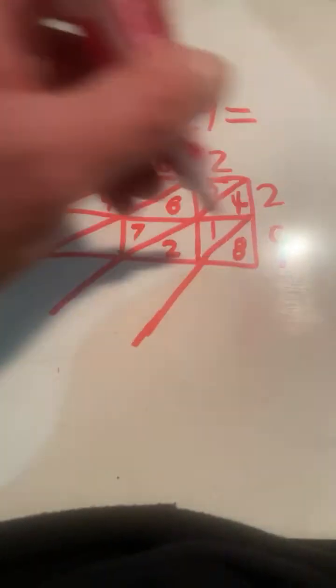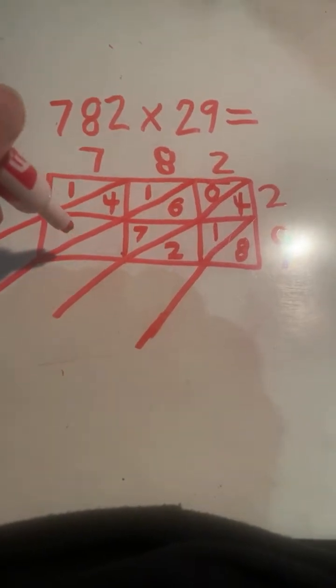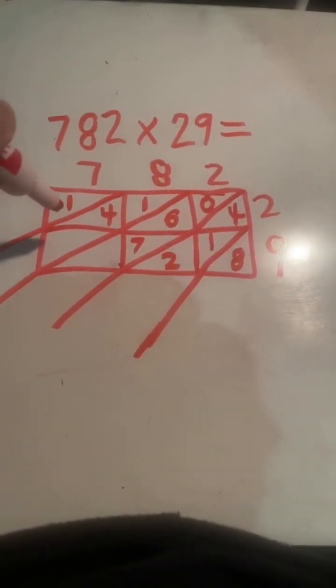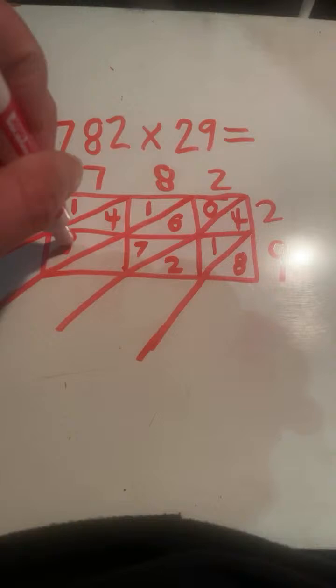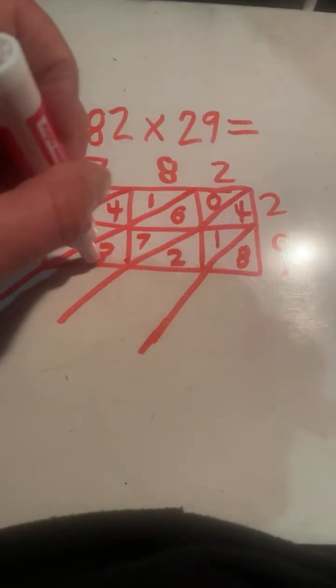Seven times 9. The answer to 7 times 9 goes in this square here. Again, each triangle gets a separate digit. So 6 in the top triangle, 3 in the bottom triangle.